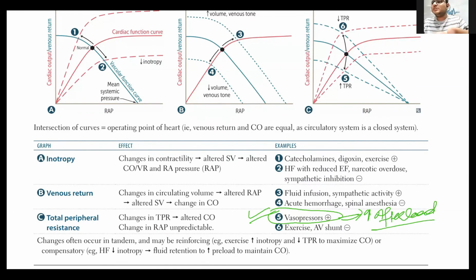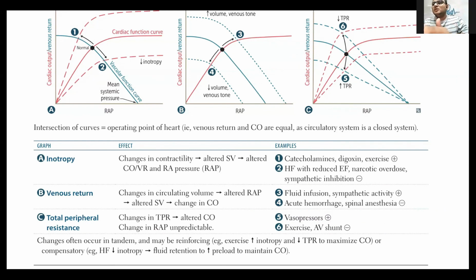When afterload is increased, there will be more problem for the left ventricle to eject the blood. Then what will happen? Stroke volume will be decreased. When stroke volume is decreased, the curve will go below. So this is the normal curve. If I point out in the 5, it is going downward like this. So it is going toward the below, which is decreased output. The normal output was here. Now this is the new curve after vasopressors, meaning it is decreasing the cardiac output. Is that clear?